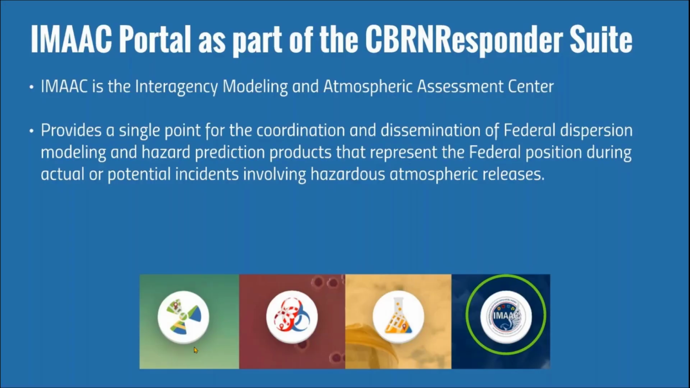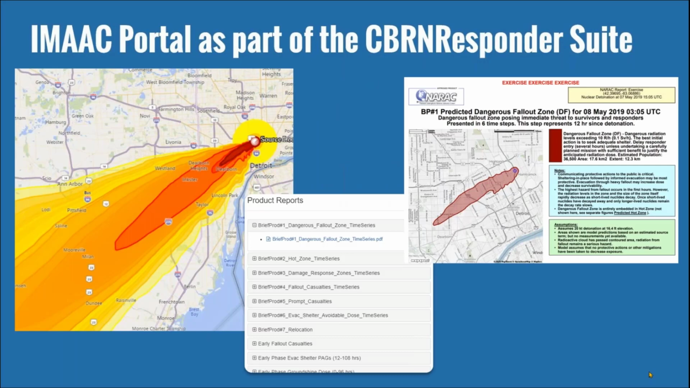So again, the IMAAC portal stands for the Interagency Modeling and Atmospheric Assessment Center. This provides a single point for the coordination and dissemination of federal dispersion modeling and hazard prediction products that represent the federal position during actual or potential incidents involving hazardous atmospheric releases. You will be able to view these models directly from the event map as pictured in the left, as well as any reports and documentation that IMAAC uploads.